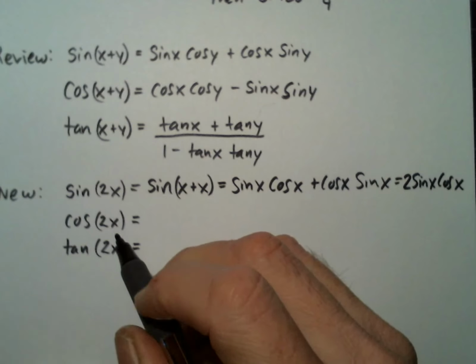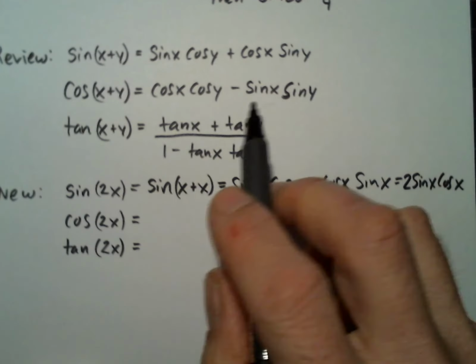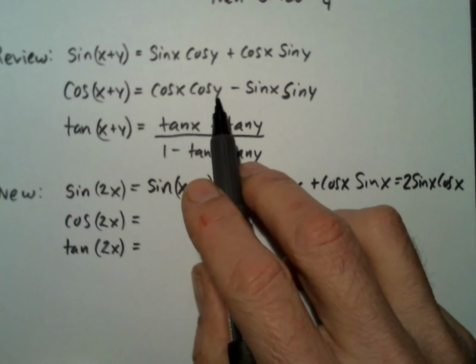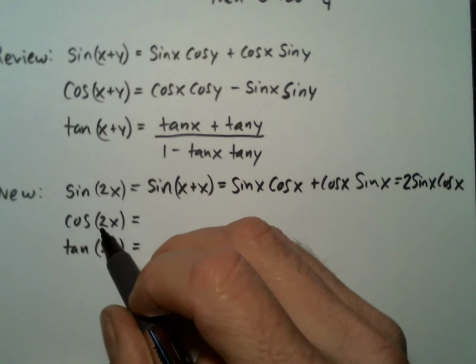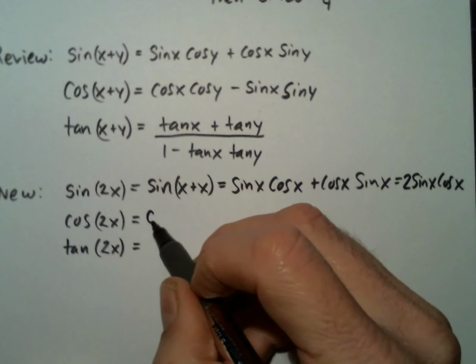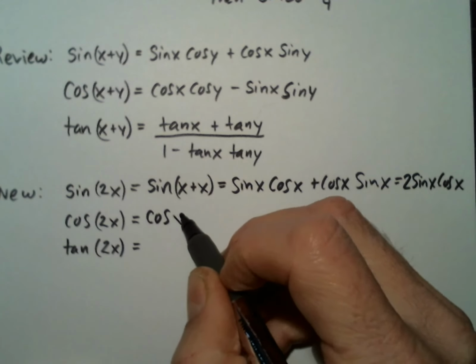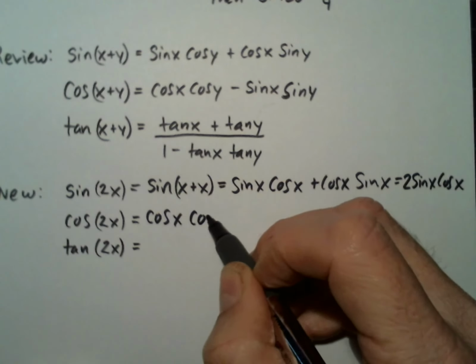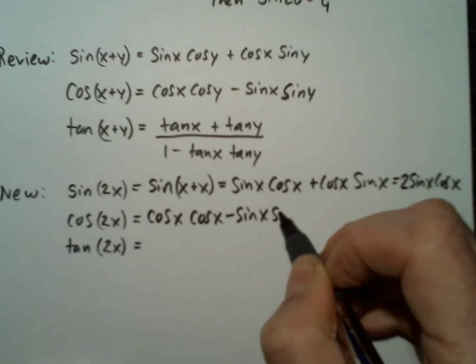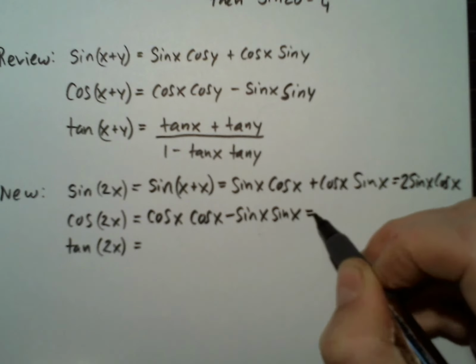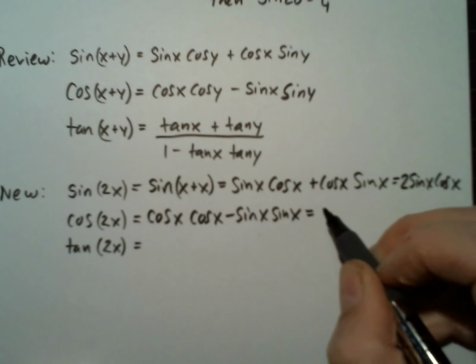And then for cosine, we're going to have this, but it will just have x, x, x, x, because it's just going to be cosine of x plus x. So it's cosine, cosine, minus sine, sine. And that's going to be cosine squared minus sine squared.